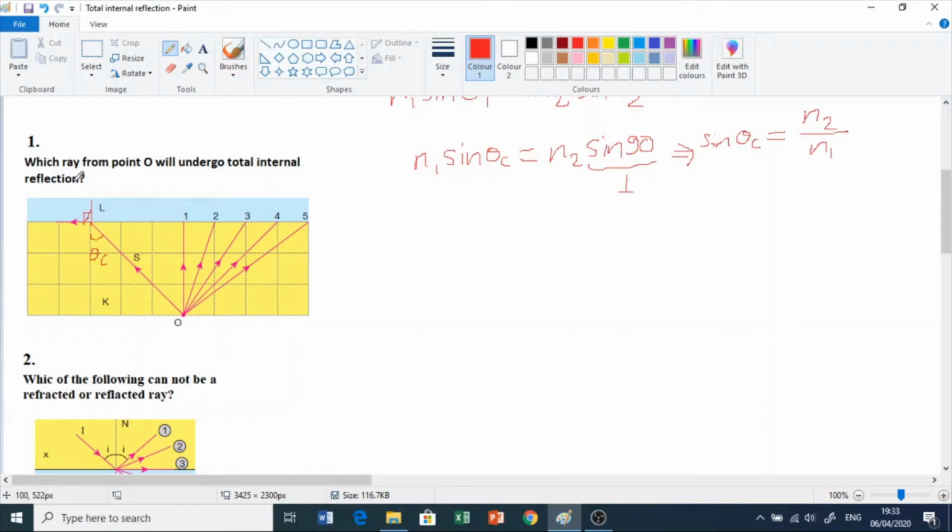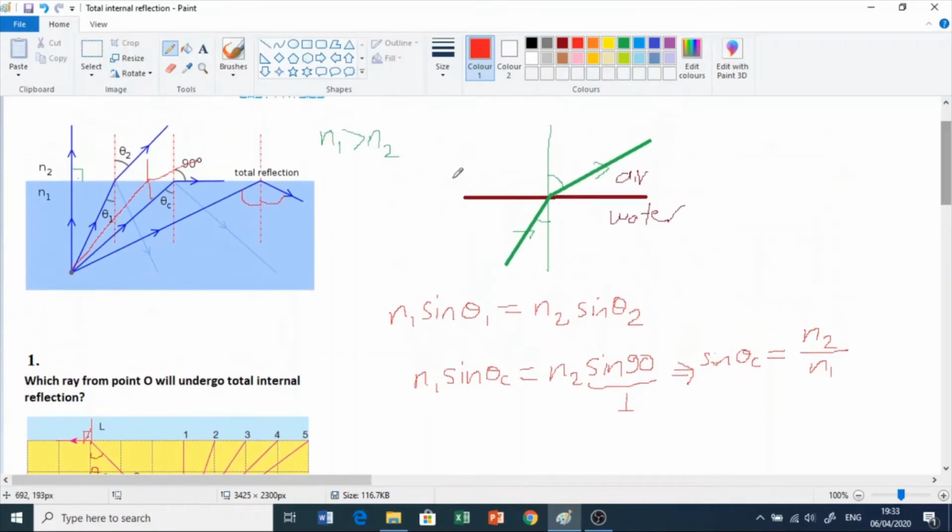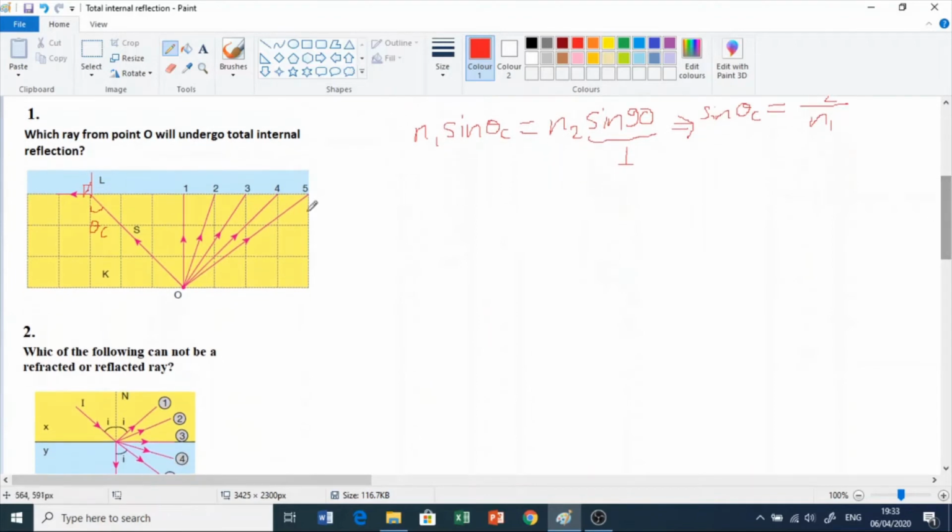So here it asks which ray from point O will undergo total internal reflection. Total internal reflection occurs when the incident angle is bigger than the critical angle. Now, what is the critical angle in this case? As you see, the critical angle here is equal to 45 degrees. Why? Because here we have 1, 2, 3 units, and here we also have 1, 2, 3 units. So this makes 45 degrees here. So can this one undergo total internal reflection? No, this is a straight light ray.